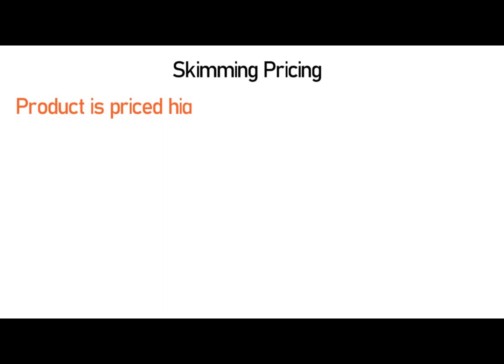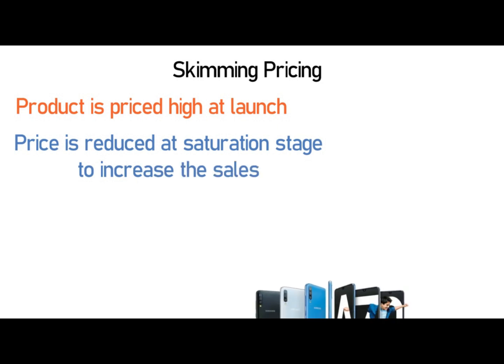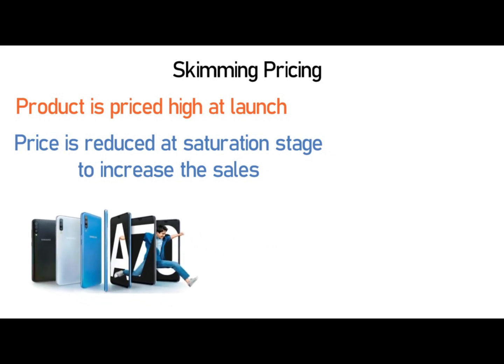They have the private labels in the store wherein they adopt the economic pricing strategy to price the products which are very low. The fourth type of pricing strategy is called as skimming pricing. In this strategy, the product or a service is priced relatively high at the time of the introduction or launch. In skimming pricing strategy, the price of the product is high initially and after some time the price is reduced to increase the sales when the product is in saturation stage.